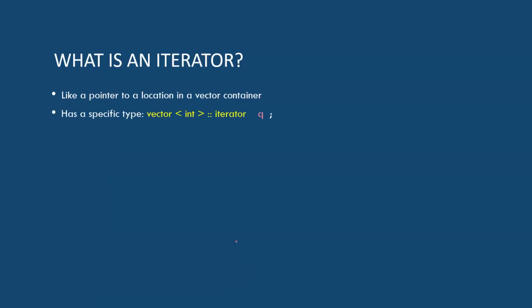So the bummer is its data type is god awful, like vector<int>::iterator, the word iterator, then the variable name q. So that's like saying, hey, q is a pointer for containers. Okay, what kind of container? A vector integer container. Well, why do we need a pointer? Why do we need this special pointer type? Can't we just have a pointer?